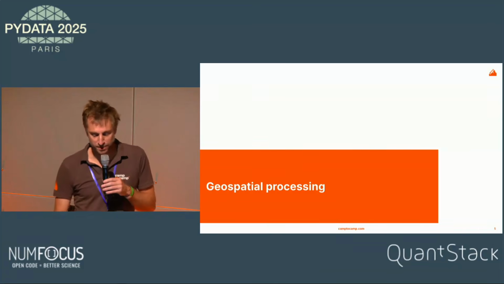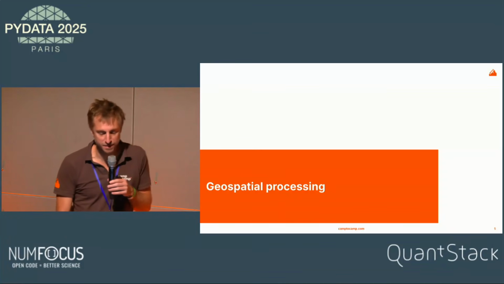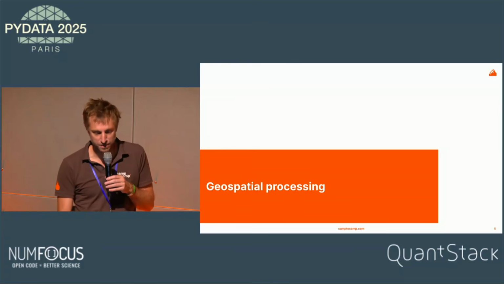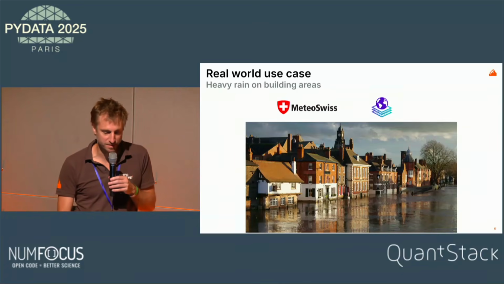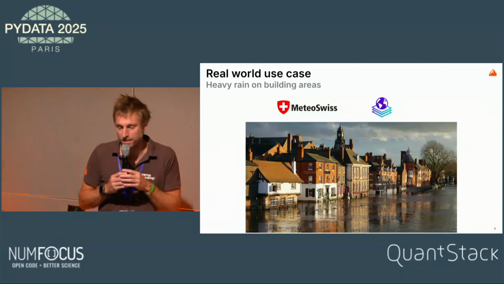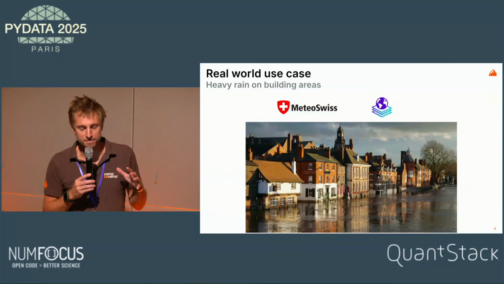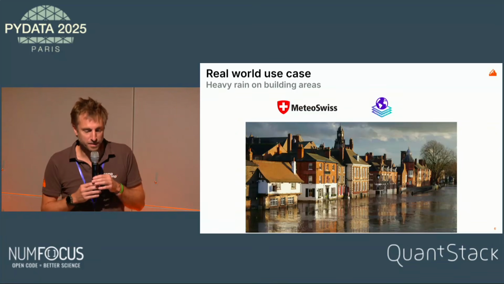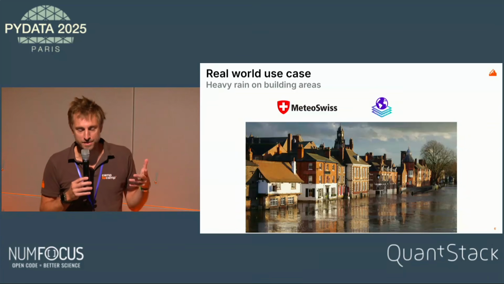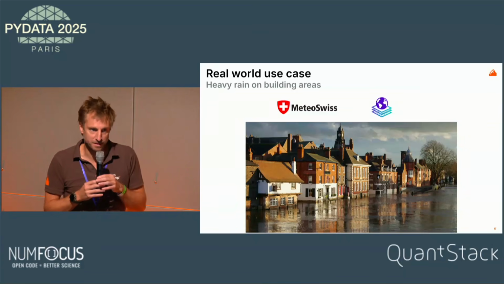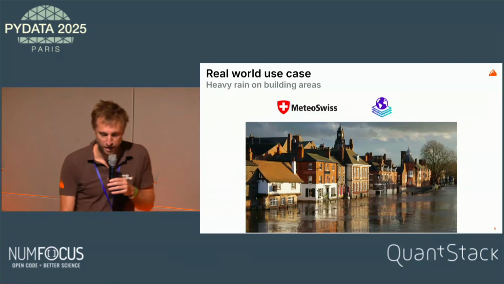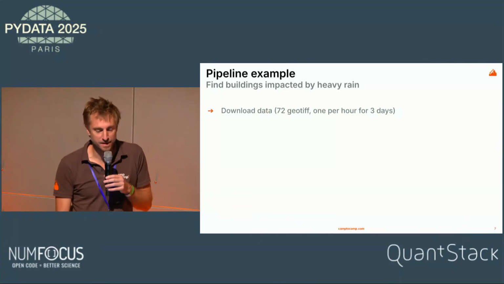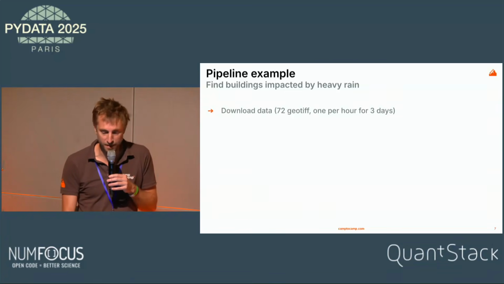So, geospatial processing. I will start with a use case that we had recently to illustrate what we can do with geospatial data and what processes. We have been asked to process MeteoSwiss data, rain data for instance. We wanted to see, just for 3 days of rain, which buildings have been impacted by heavy rains. Just an example. So how did we do that? We had to download GeoTIFF files for the rain, where 1 pixel is the amount of rain per pixel.